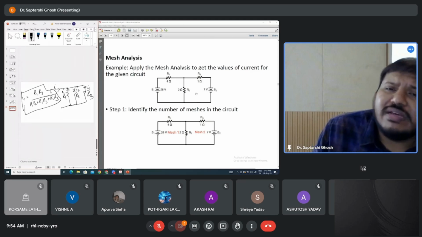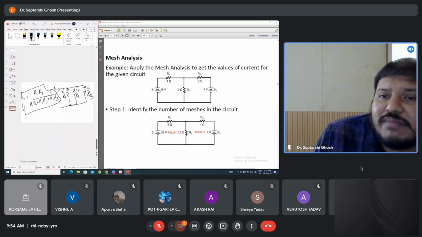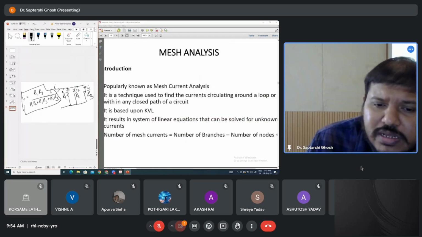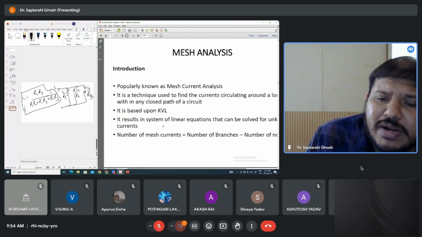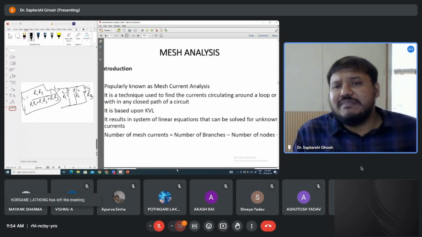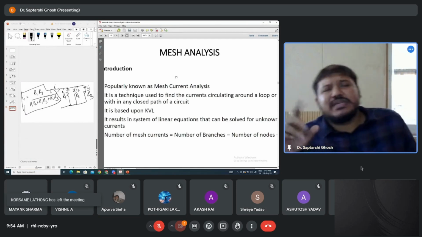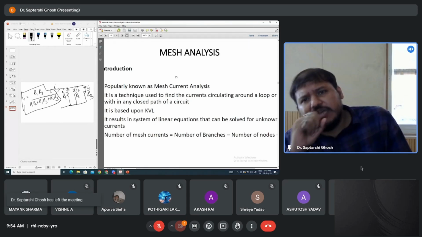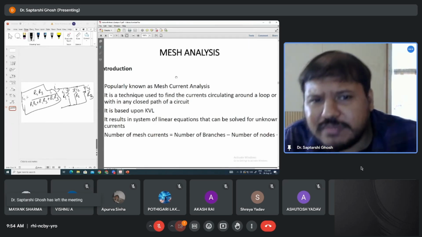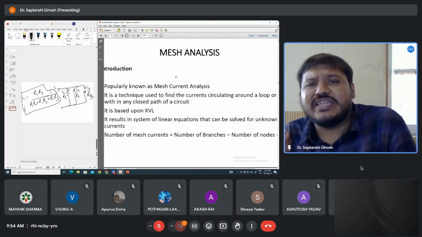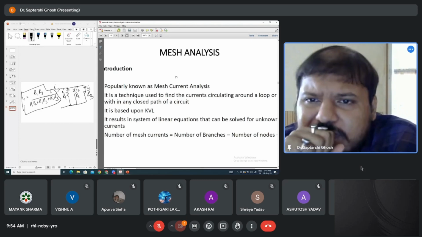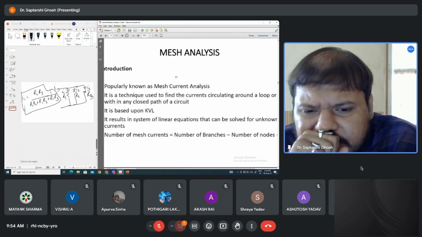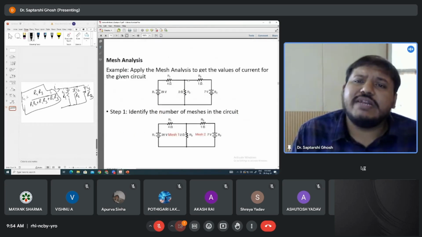Just by seeing you can also identify them, but I will give you a formula for finding that. The formula gives the number of mesh currents, or how many meshes there are. Mesh analysis means you find how much current is flowing in a particular mesh. So to find the current through a mesh, you have to identify each and every unique mesh. Otherwise you won't be able to find those currents.